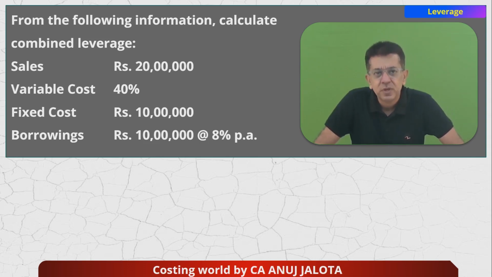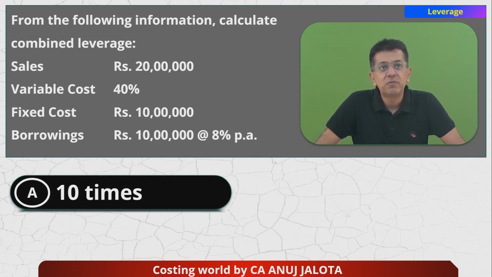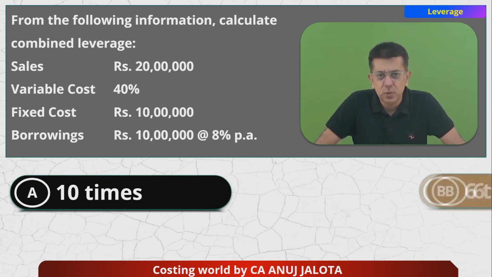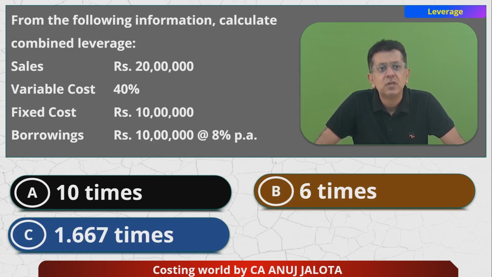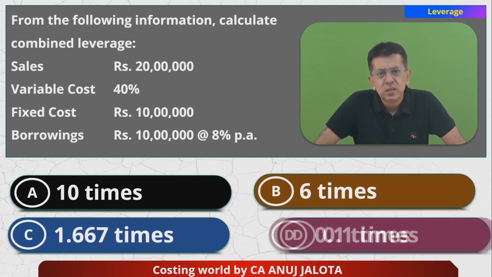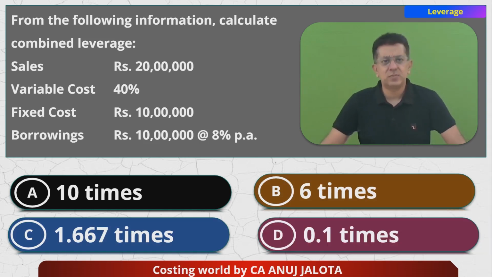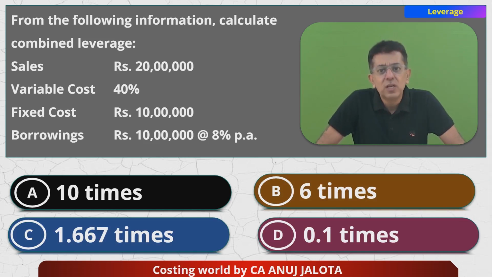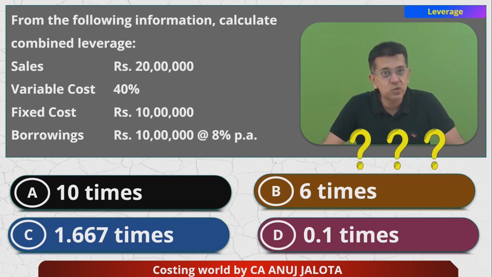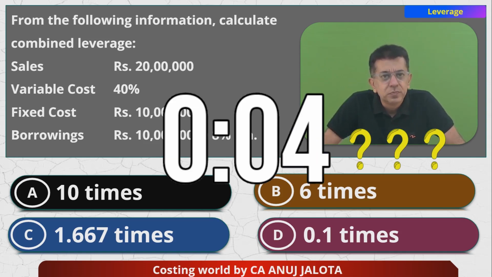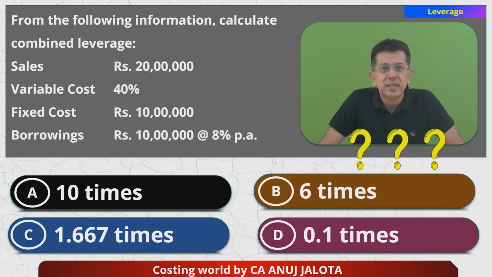Further, we have to compute combined leverage. The options are 10 times, 6 times, 1.667, and the last one in this case is 0.1 times. Now let's see. First of all, combined leverage is actually what? Combined leverage measures the overall risk. In case you have already got the answer, please comment below. If you have not, then continue to watch it.